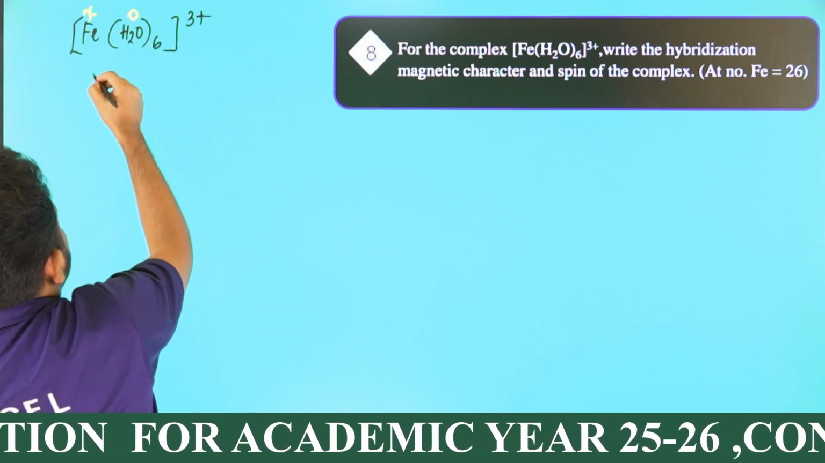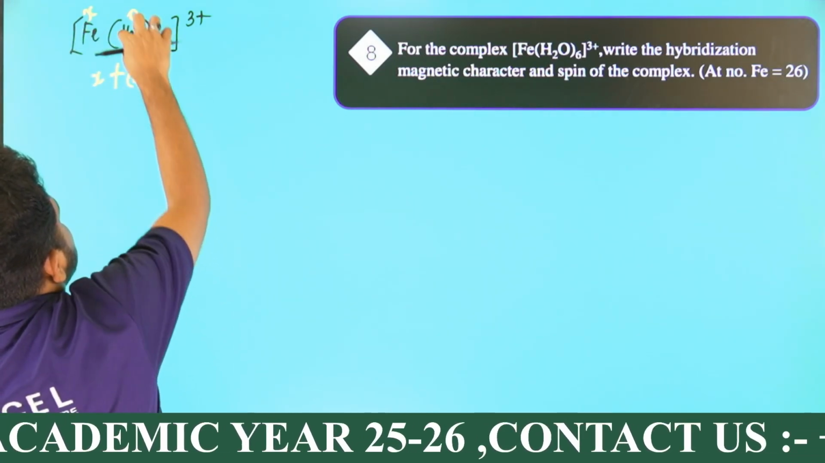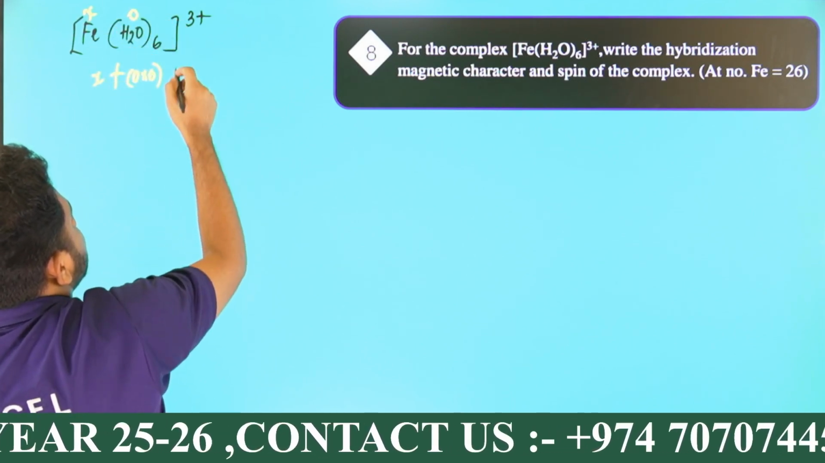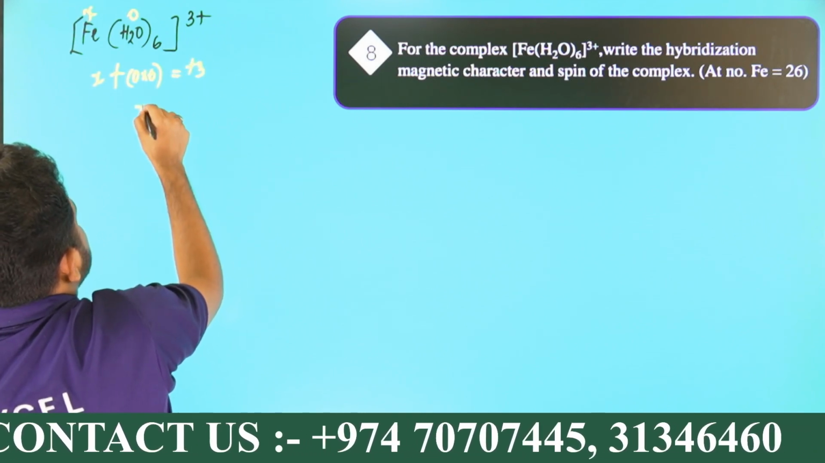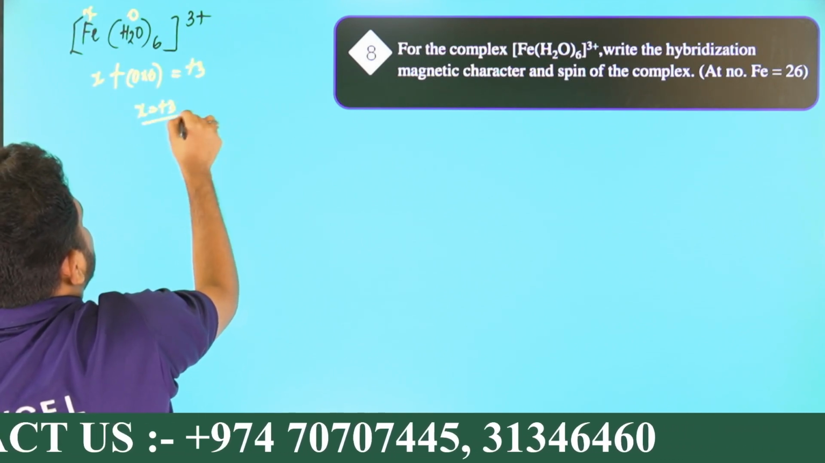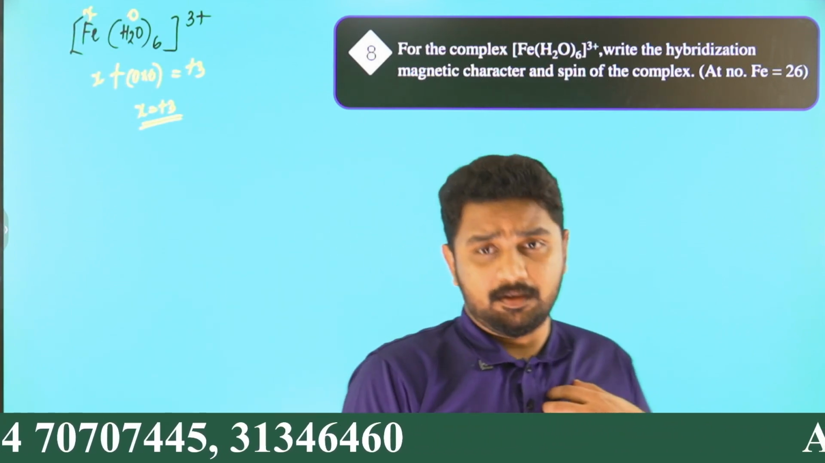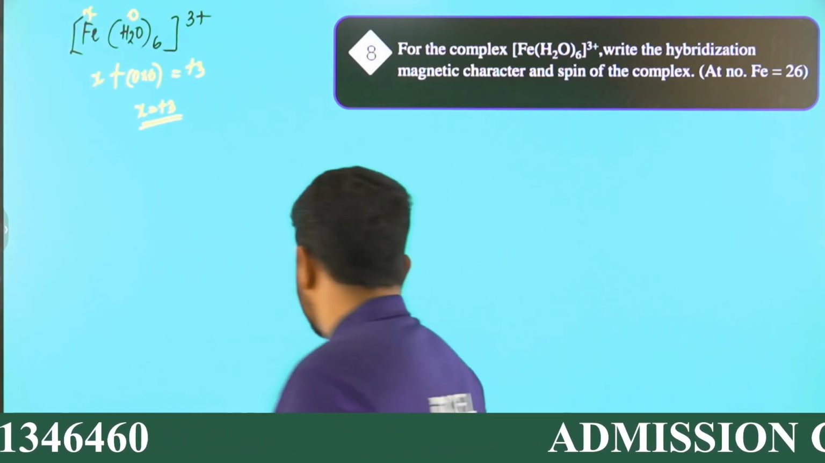Now, can you add it? X plus 0 into 6, because there are 6 H2O, each with charge 0, should be equal to the charge, plus 3. So X is equal to plus 3. So we got the oxidation state of iron. What is the oxidation state of iron? It is plus 3.